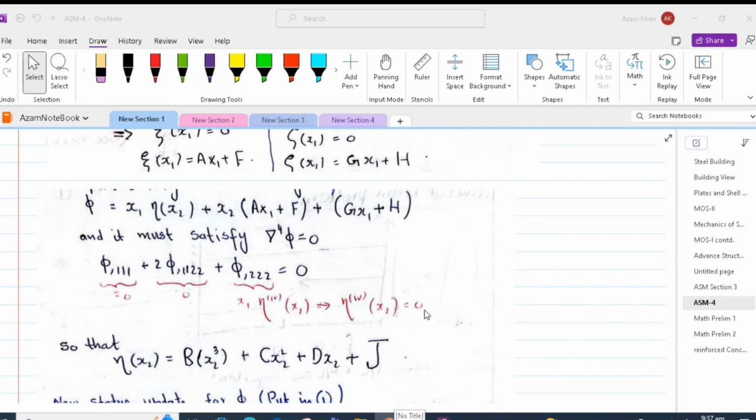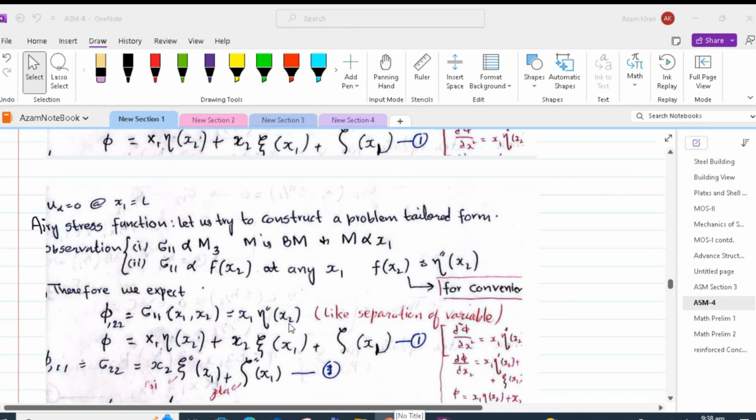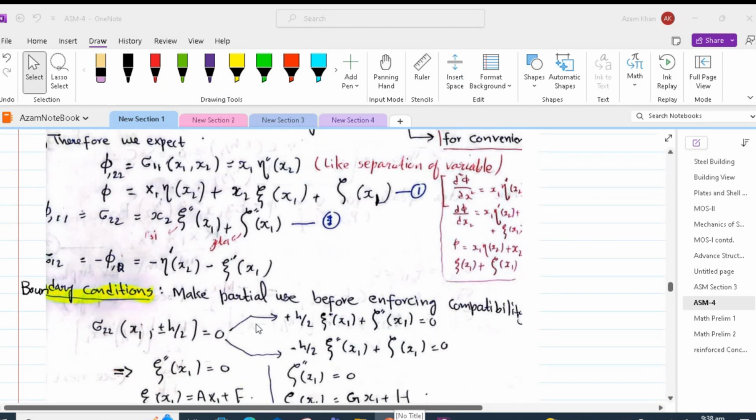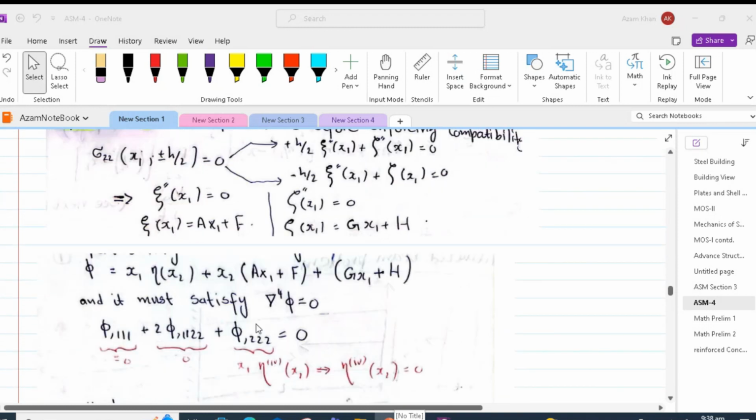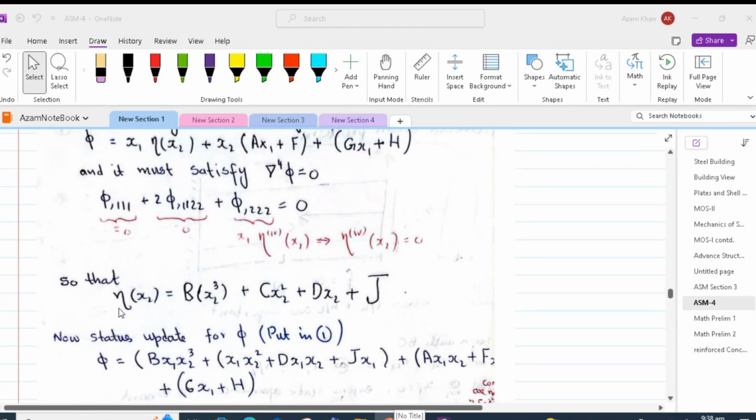X2 is equal to 0, so integrating it 4 times gives us eta x2 is equal to b times x2 cube plus c x2 square plus d x2 plus j. The beauty of separation of variables is that in the end we get very nice ordinary differential equations of any order. That helps us to solve the integrations and differentiations very easily.